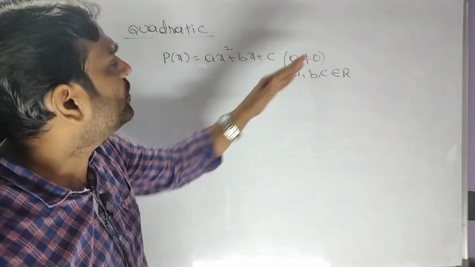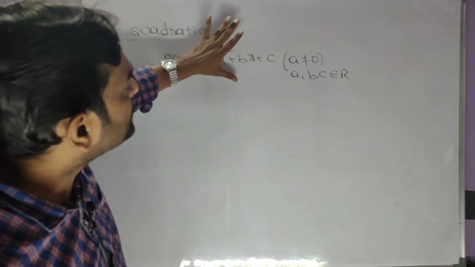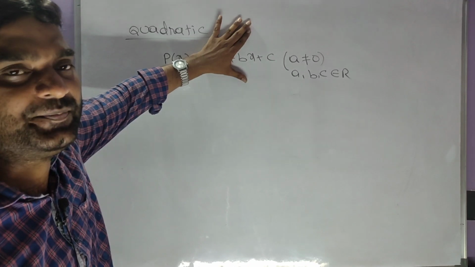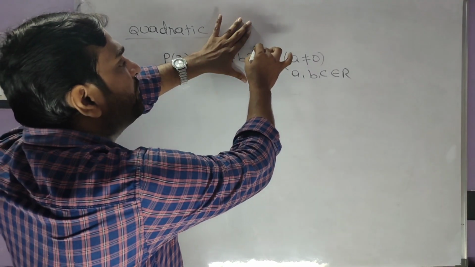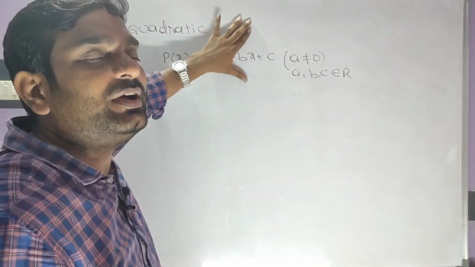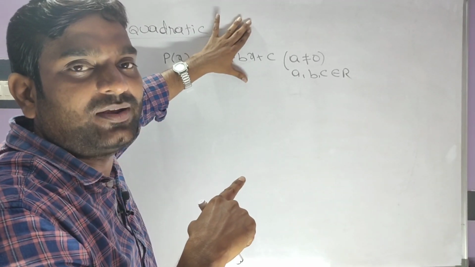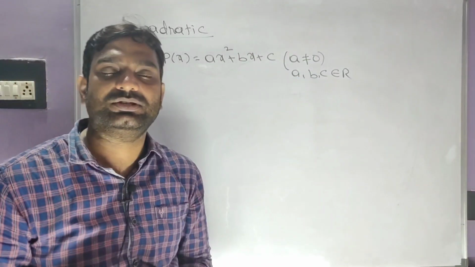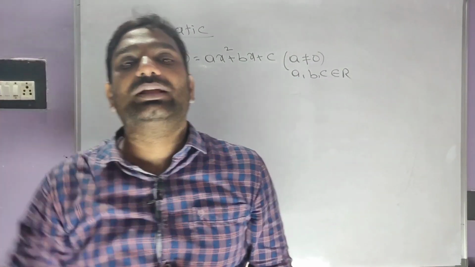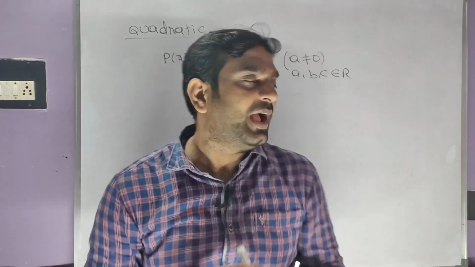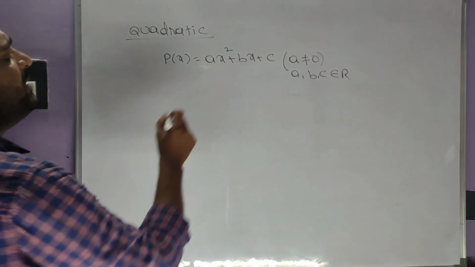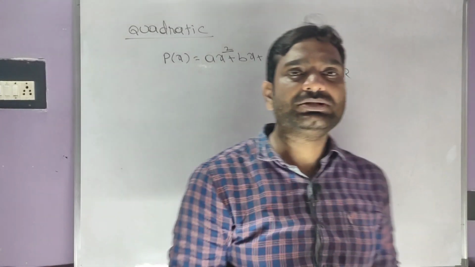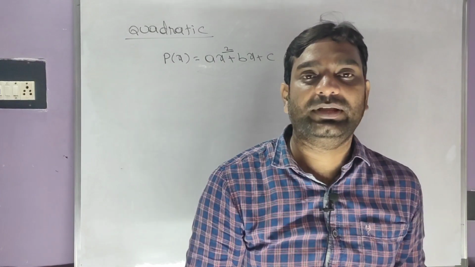What happens if a equals 0? Then the term 0 times x² is 0, and you get bx + c. What is the degree of bx + c? It is 1, and if the degree is 1, it is a linear polynomial. So a should not be equal to 0; only then is it called a quadratic polynomial. Is that clear? And how many zeros will you get? At most 2 zeros for a quadratic polynomial.